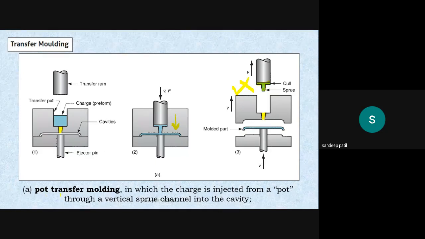So basically this is a pot transfer molding in which charge is injected from a pot through a vertical sprue channel into the cavity. So this is the vertical sprue channel, and this is the cavity.